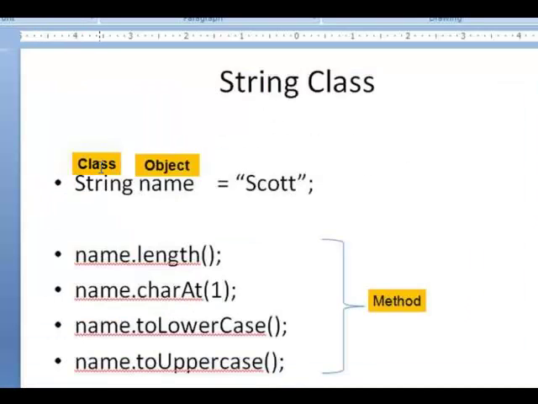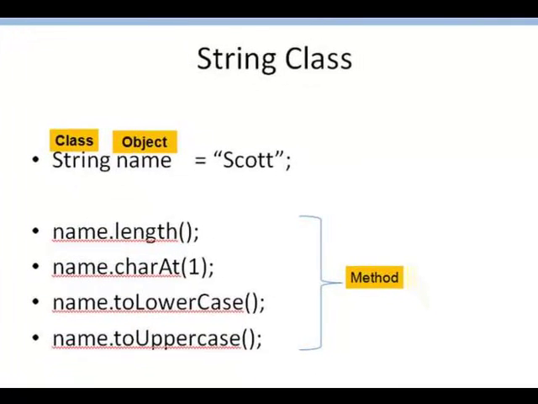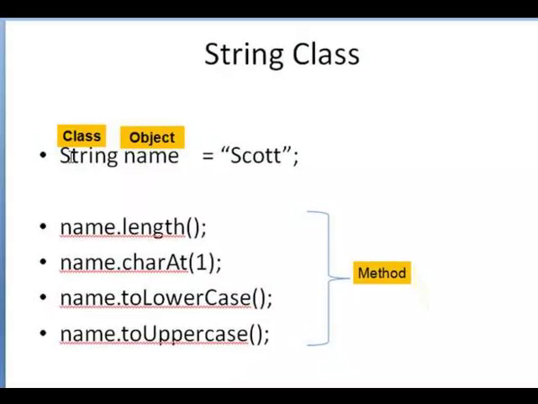Let me explain this one a little more. We have a class String. We have an object name, in which we put Scott, and this object can contain many different methods. One of those methods gives me the length of my object name, which is a type of String, and the length is supposed to display 5, counting 1, 2, 3, 4, 5. Another gives me the character at the first location, which is S.